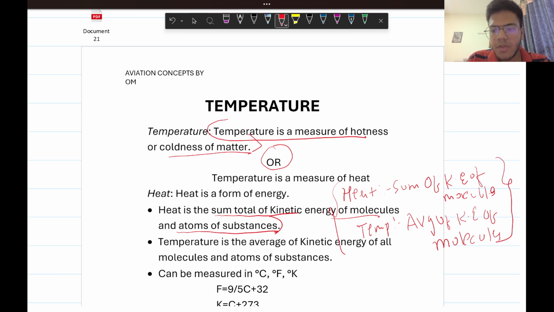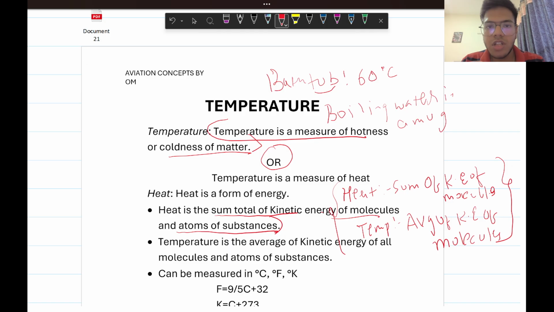Okay. Guys, suppose there's a bathtub, and that bathtub has water heated at 60 degrees Celsius. Now suppose there's boiling water in a mug. So guys, just pause the video and think and answer me one question: which one has more heat and which one has more temperature? Okay, so guys, I'll tell you the answer.